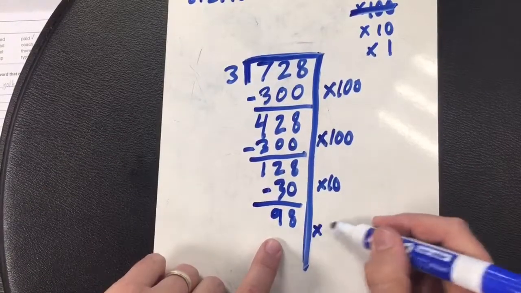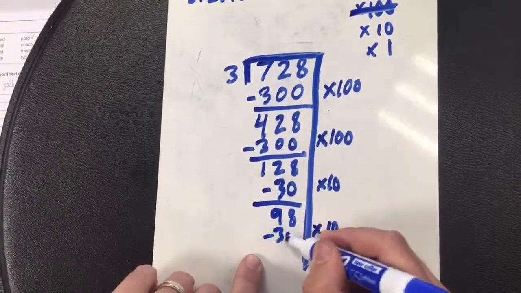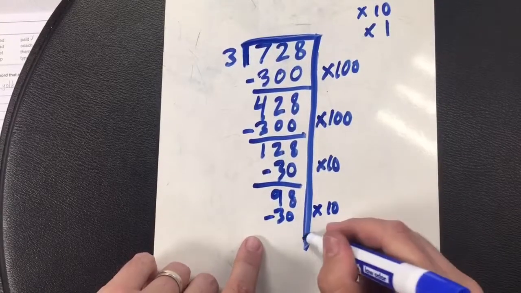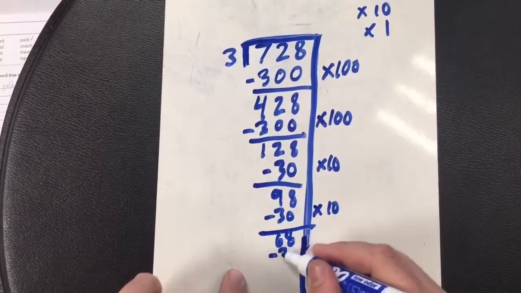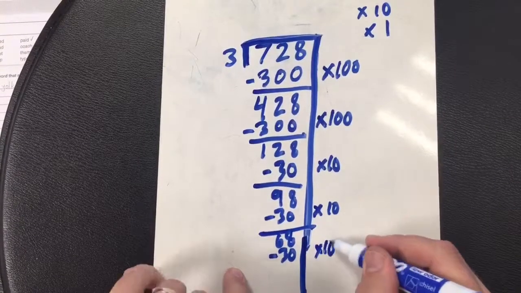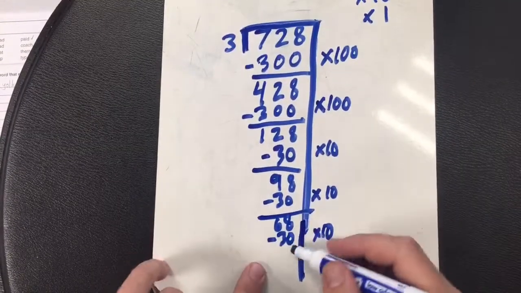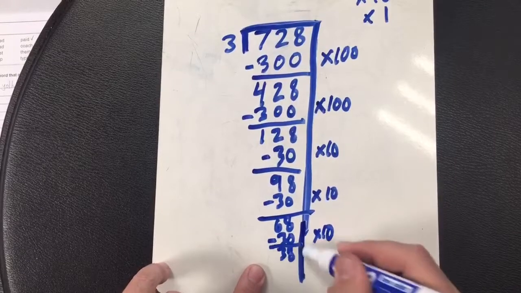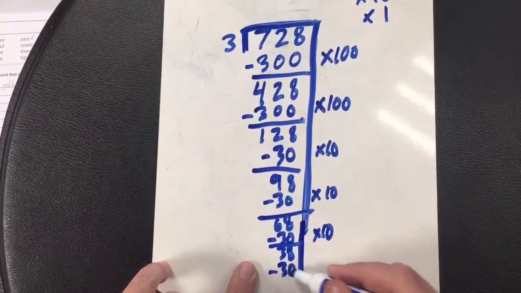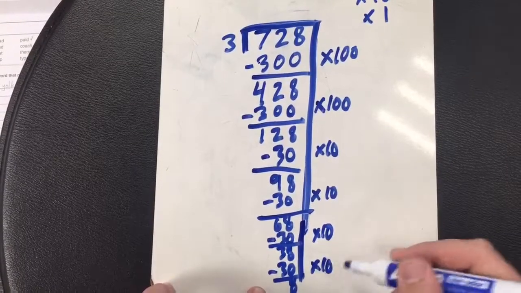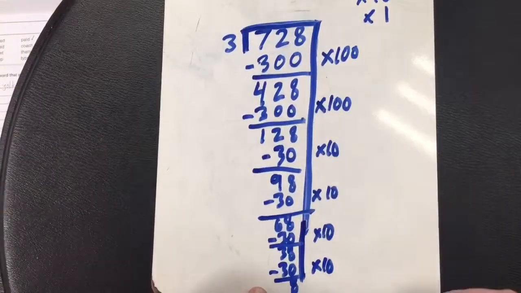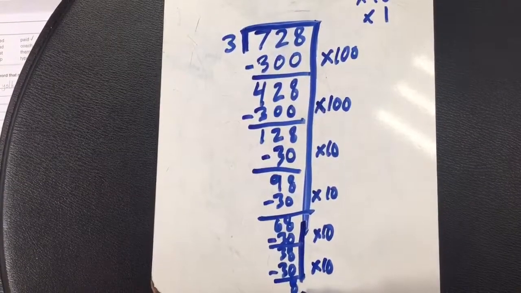I can do that again. And I end up with 68. And I can do that again. And I end up with 38. And I can do that one more time, and I'm going to end up with 8. So that was 1, 2, 3, 4 groups of 10. And now I have 8 left.